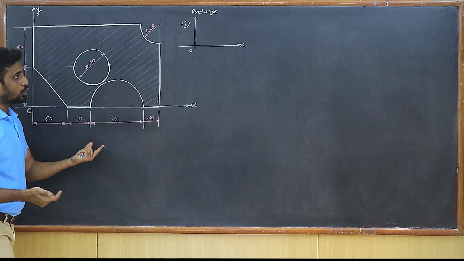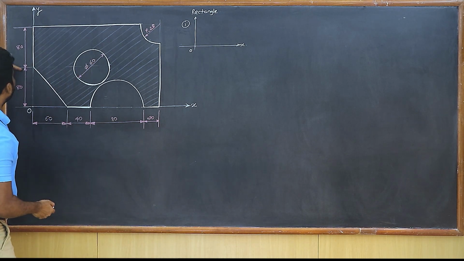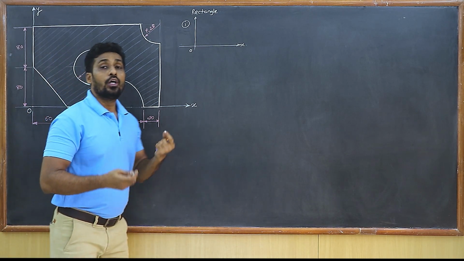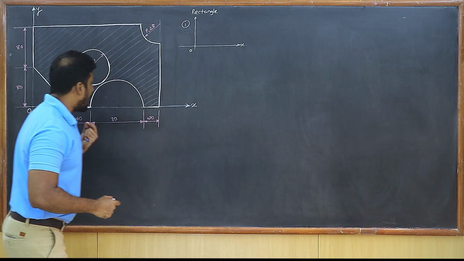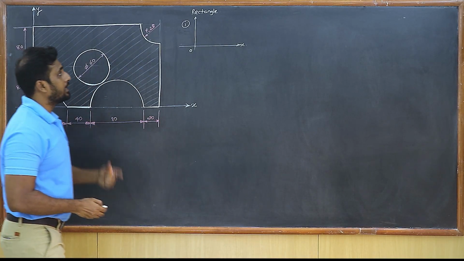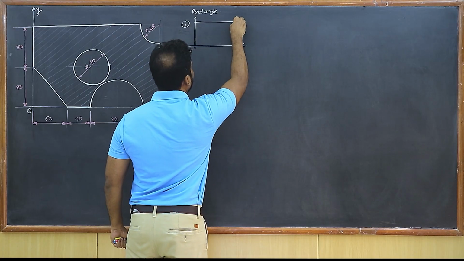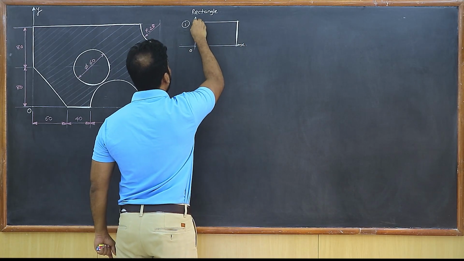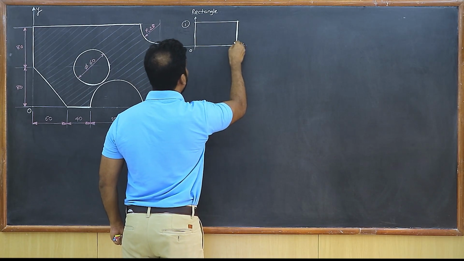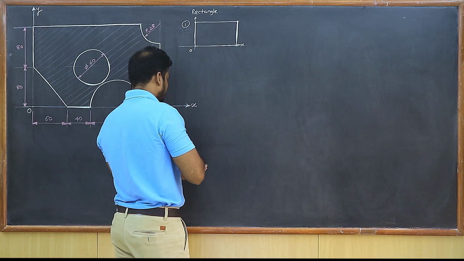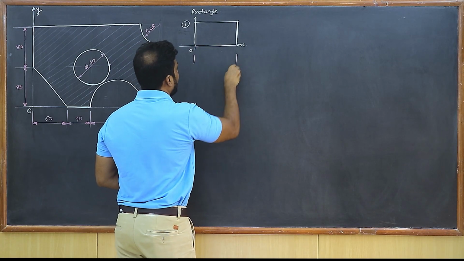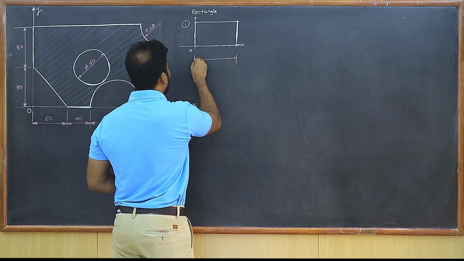100 plus 100, that's 200, and then that's 80 plus 80, which is 160. So you have a rectangle whose dimensions are 200 by 160. So let's make a rectangle such that its dimensions are taken as 200 by 160. So I can say the width is 200.